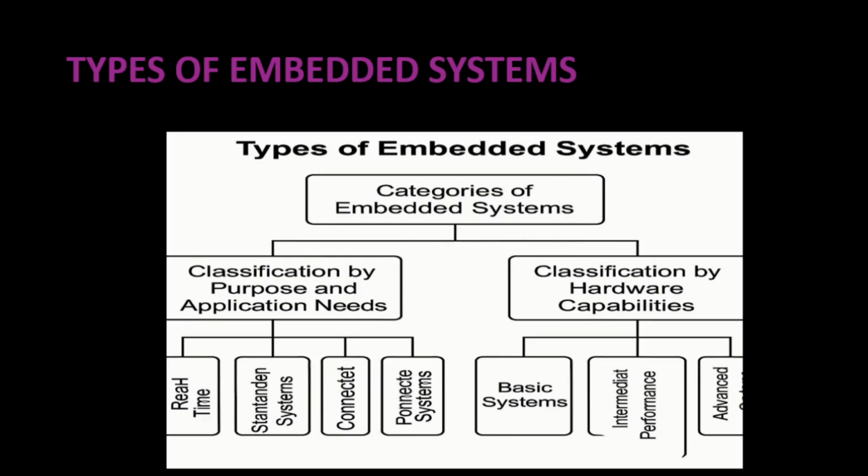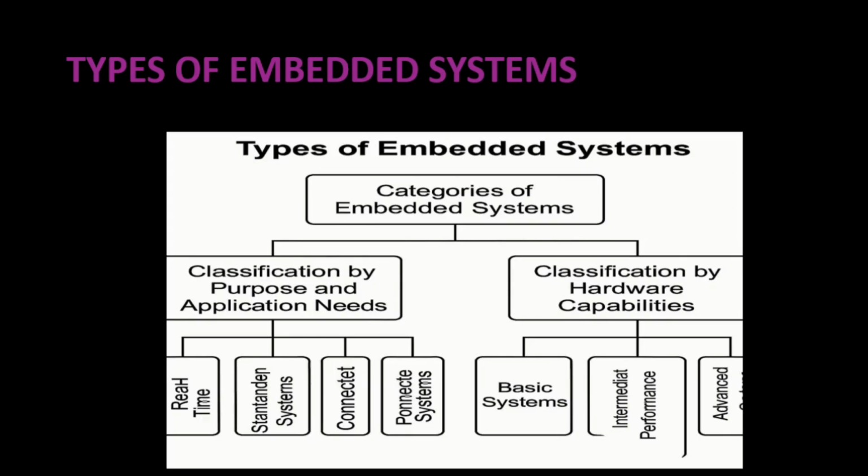Classification by purpose and application needs is divided into four types: real-time, standalone, networked, and mobile categories. Real-time systems are time critical, while standalone systems are independent and perform specific tasks. Networked systems communicate over a network, and mobile systems are portable and designed for mobility.